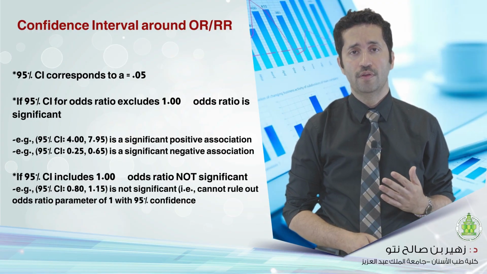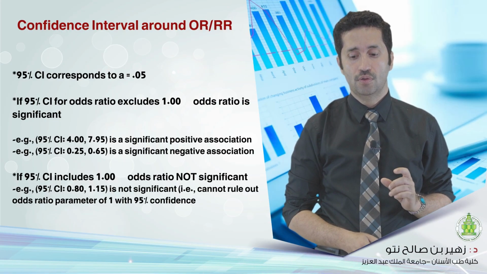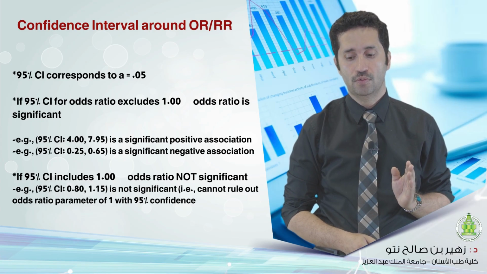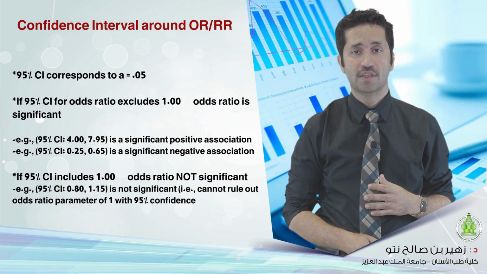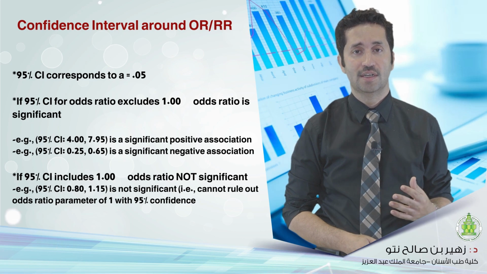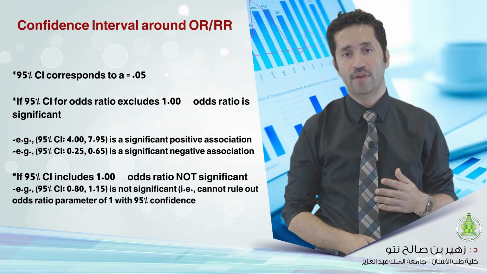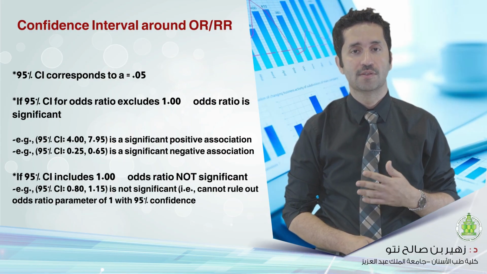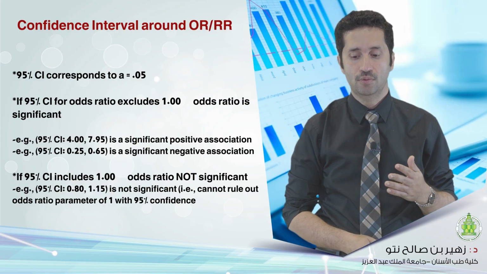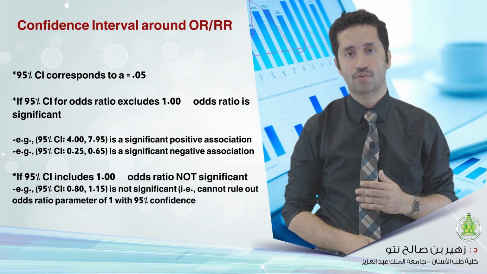So how are we going to know if it's significant or not? We're going to look at this range. In this range, we see that it's between 4 and 7.95, and it does not include 1. So if the confidence interval does not include 1, it means statistically significant. Because every time we repeat this study, the first group is going to be higher than the second group by 4 times, by 5.2, by 6.2, by 6.7, up to 7.95. So every time the first group is going to be higher than the second group.